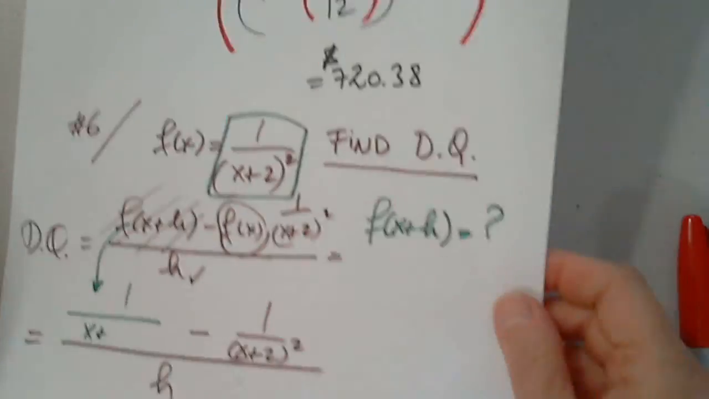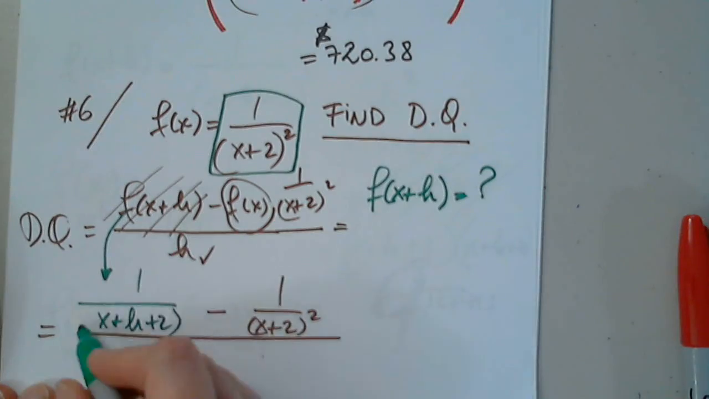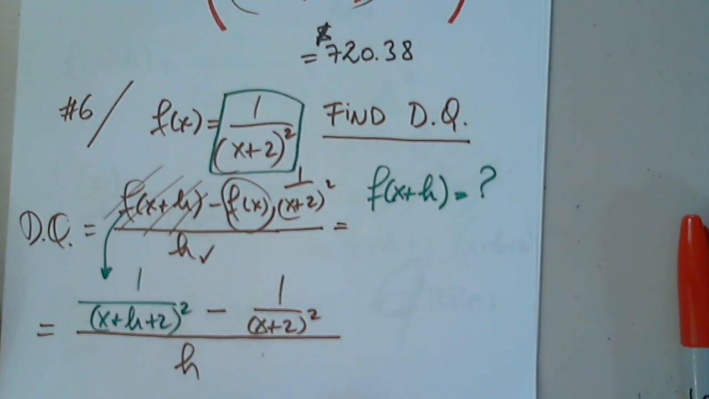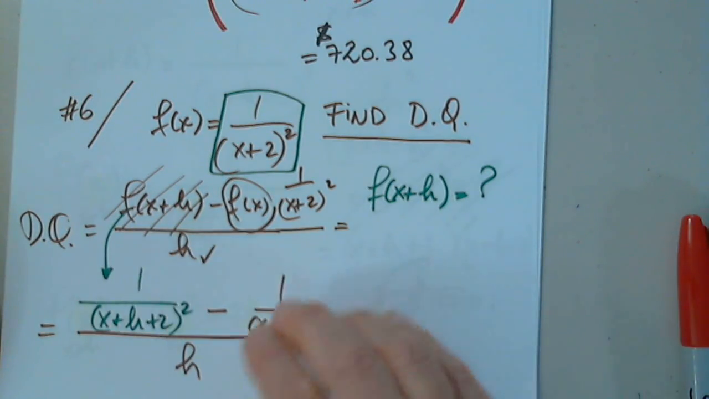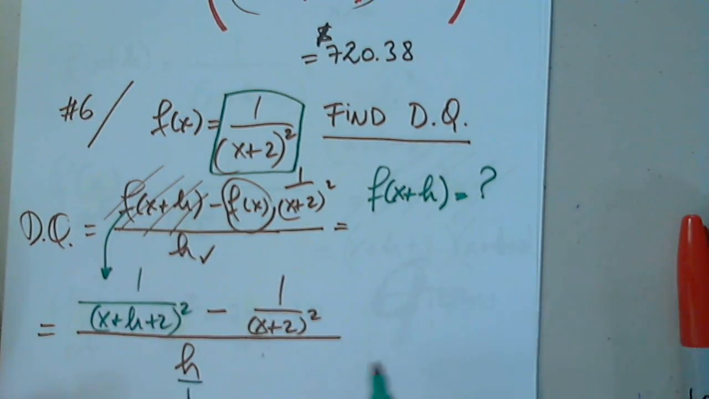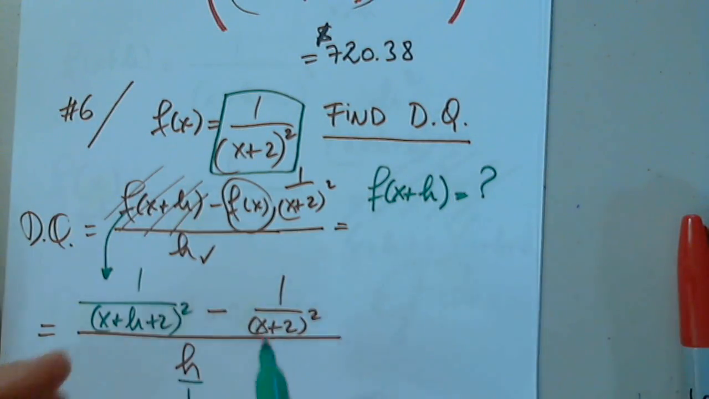Okay, so back here to our situation. So we have x plus h plus 2, everything squared. So now the question is, how do we subtract these two? Because this is h over 1. We have to subtract these two fractions and then flip 1 over h.